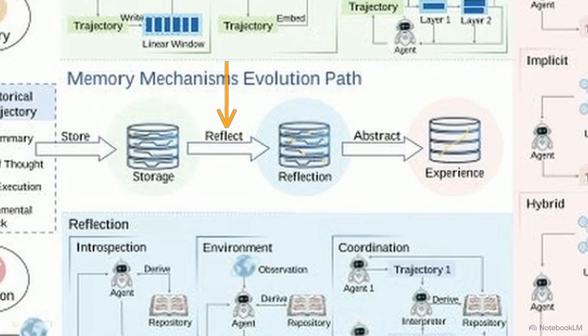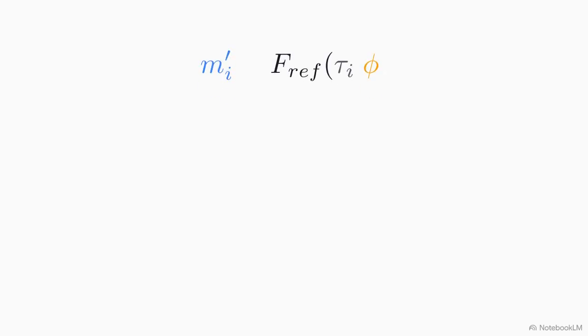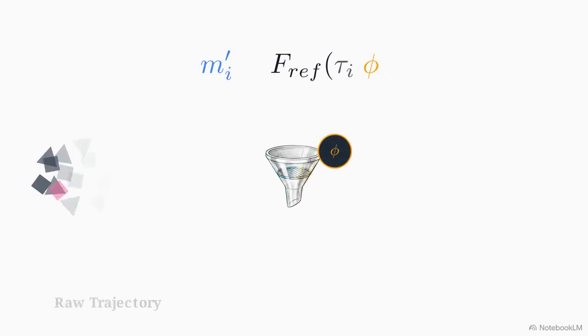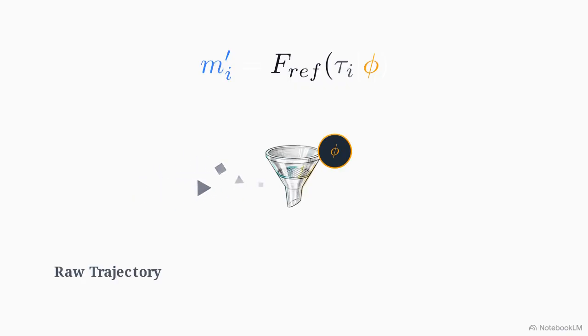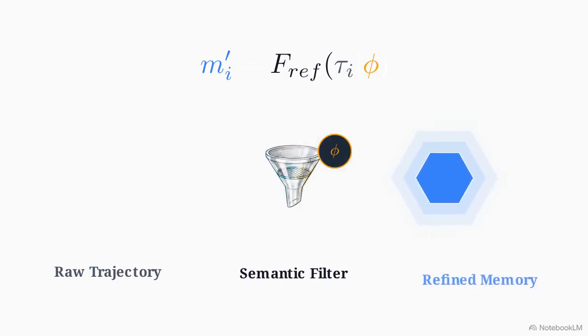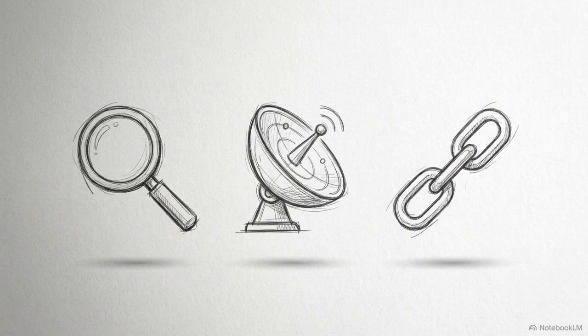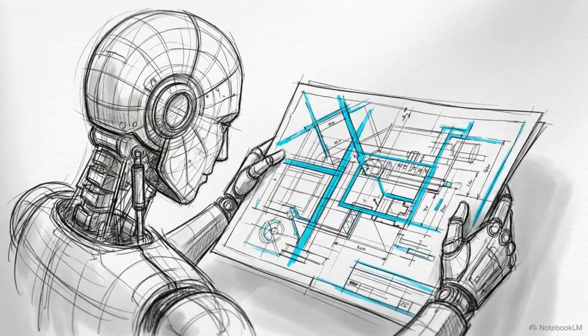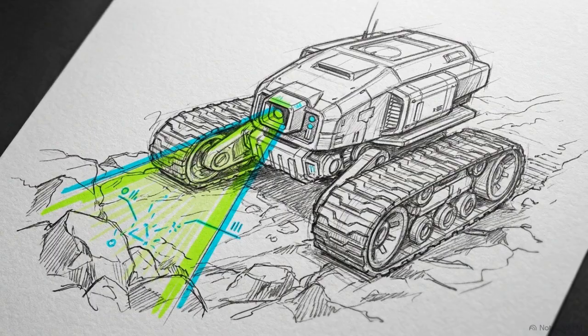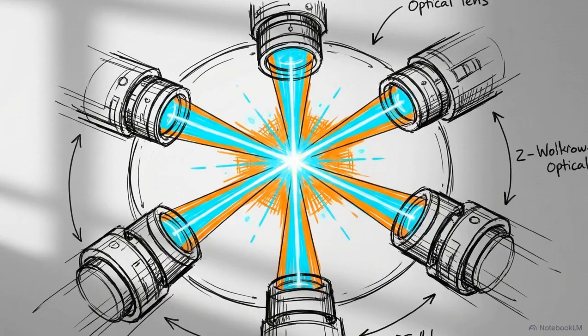The memory module transforms from a passive recording drive into an active, self-correcting critic. This equation represents a semantic transformation. The agent takes a raw, noisy trajectory sequence, passes it through an evaluation criteria filter, and generates a refined, high-density memory node. Agents perform this filtering through three mechanisms: introspection, utilizing the model's internal critique; environmental anchoring, based on external feedback; or coordination, where collectives establish consensus.